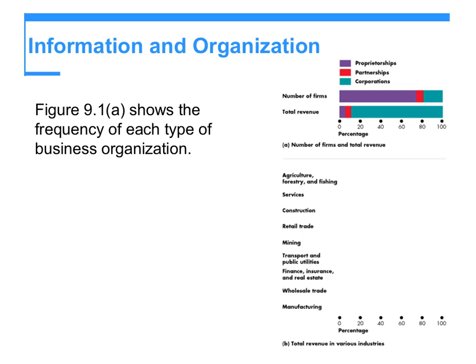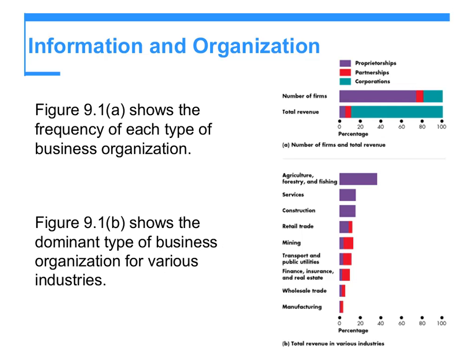But when it comes to total revenue, maybe less than 10% is proprietorship, again less than 10% is partnership, and more than 80%, almost 90%, is actually corporate.